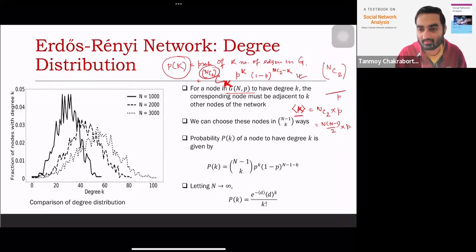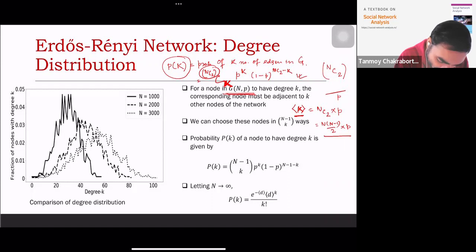This is the mean number of edges that can be generated using this random graph model. Why are we interested in the mean number? Because this is a stochastic process. In one setting you toss coins multiple times to generate k, and you may have one value of k. In another setting, you may have another value of k. This is a probability, therefore we are always interested in the mean value. So the mean value of the number of edges is N into N minus 1 by 2 times P.